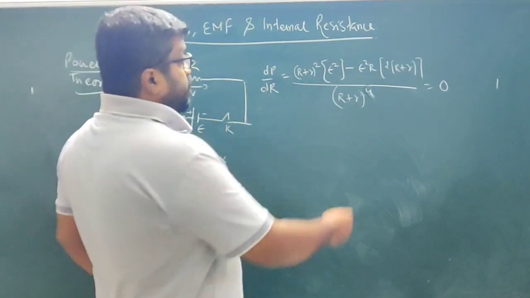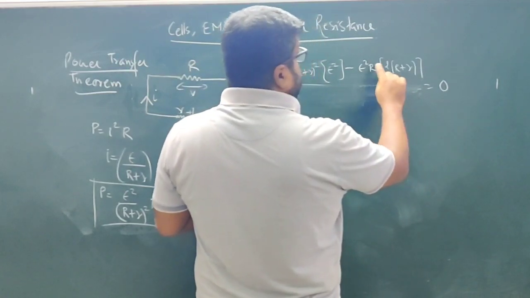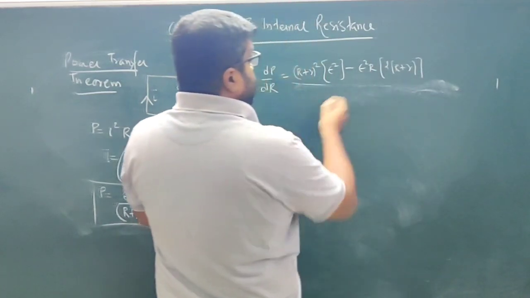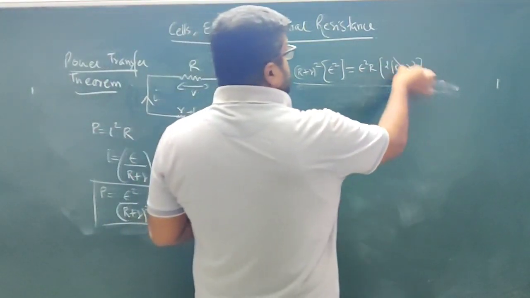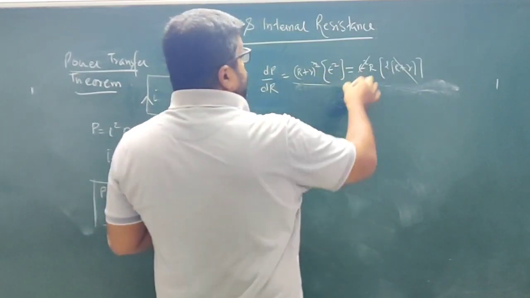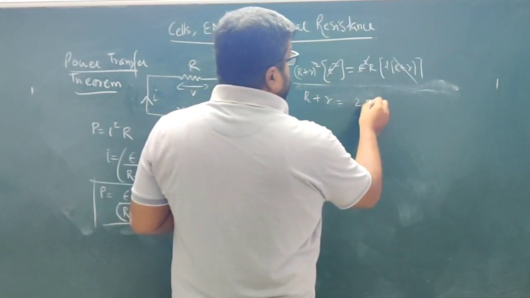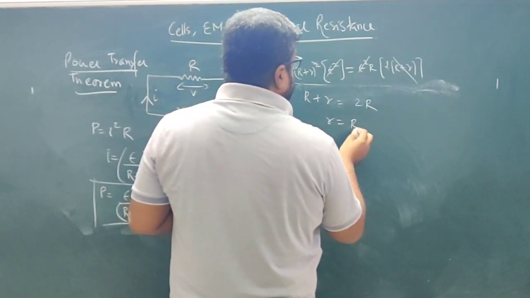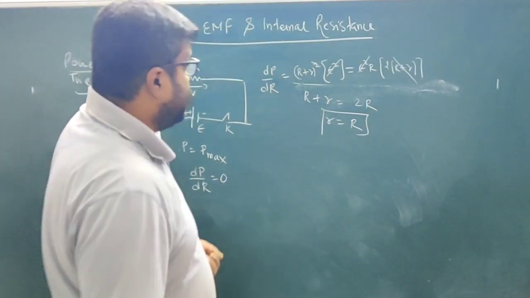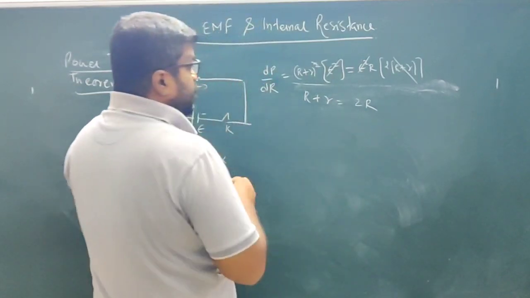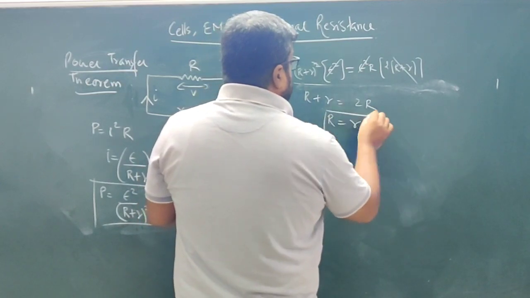If I take this over to the other side, we get the expression. So this goes, E square is gone. So we have R plus r is equal to twice R. So R is equal to r. This is the condition for maximum power. That is, capital R is equal to small r.